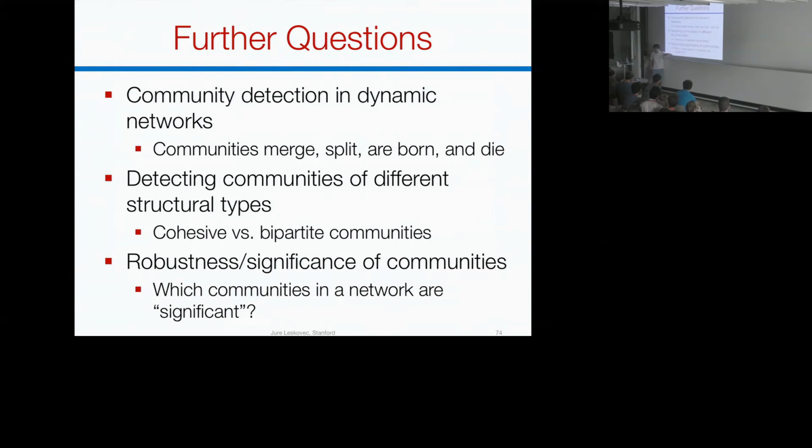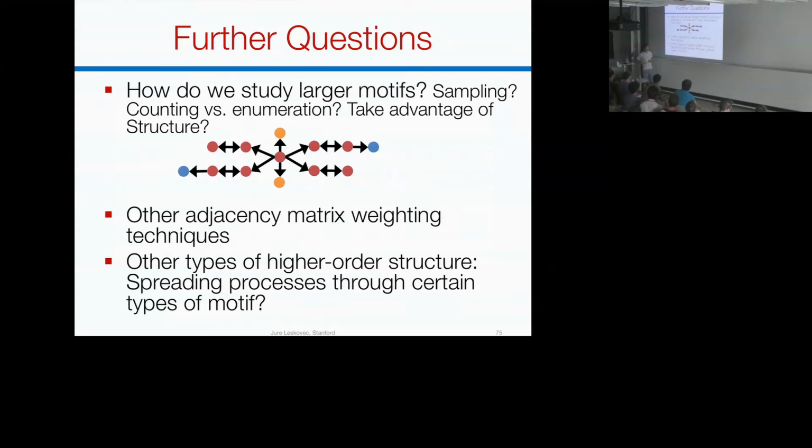What also becomes very important is how we assign some kind of robustness or significance to the clusters we extract. I have a method, it comes up with clusters. How do I know how much to trust those clusters? Which clusters are significant, whatever that means. So that's one. In terms of the second part, what becomes interesting is how you study larger motifs. What I presented works for 3, 4, maybe 5 nodes, but then it's very hard because the number of possible motifs explodes, and they are amazingly hard to count. So, what do we do?